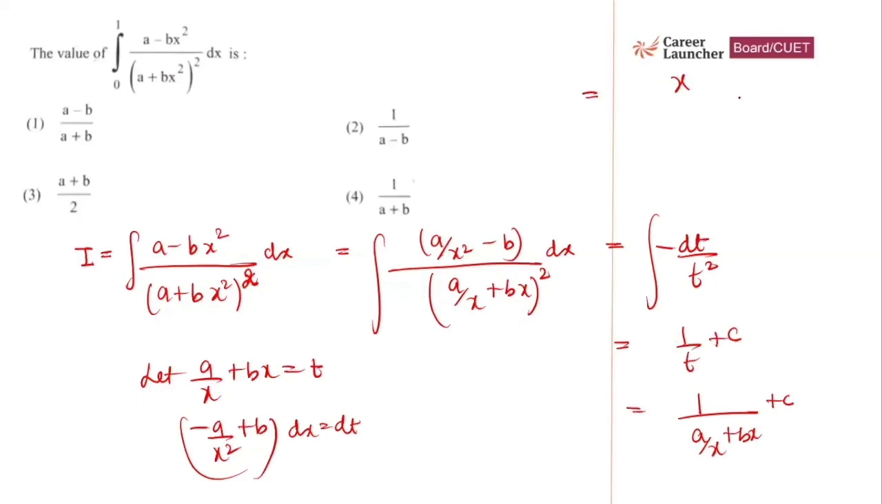So x upon a plus bx square in the limits 0 to 1. Now we will put the limits. So when you put the limit, 1 upon a plus b minus 0, so your answer is 1 upon a plus b. Option 4 is the correct answer.